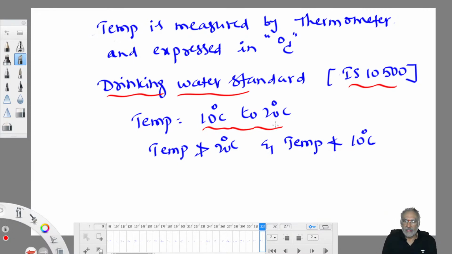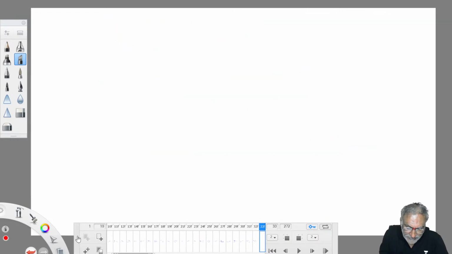We maintain temperature between 10 and 20 degrees Celsius so that we can safely supply water to the public without promoting the growth of microorganisms, and without difficulty in supplying the water. By maintaining proper minimum force, we can reach water to the consumer with minimum effort. So that's how temperature is an important water quality parameter. Clear now? Next parameter is color.